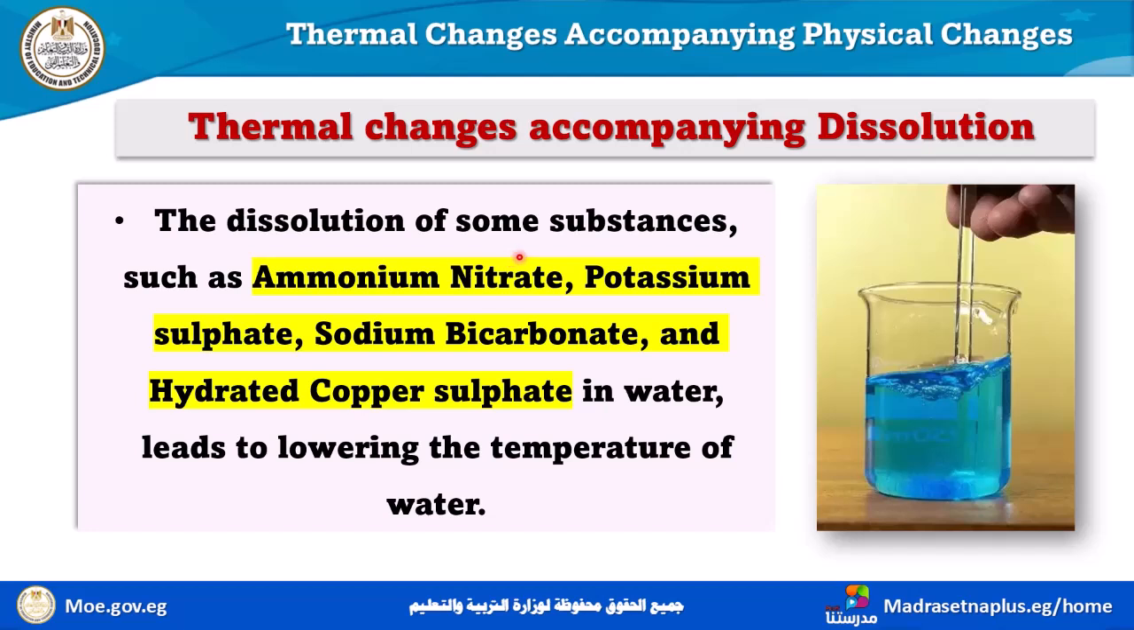The dissolution of some other substances, like in the case of ammonium nitrate, potassium sulfate, sodium bicarbonate, and hydrated copper sulfate in water, leads to lowering the temperature of water. So in this case, the temperature is lowered, like in the case of dissolving ammonium nitrate in the water in our experiment. The final temperature will be lower than the initial temperature. This means that energy is absorbed during the dissolution process.